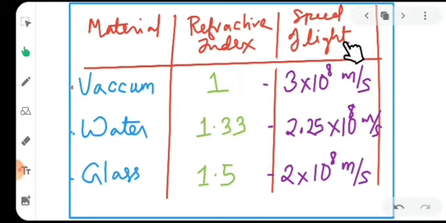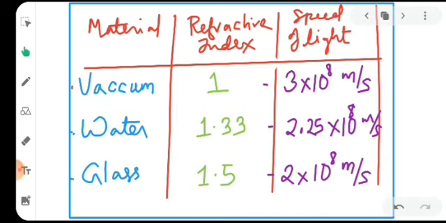And on the third column I have indicated the speed of light in each material. In vacuum it is 3 into 10 raised to 8 meter per second. In water it is 2.25 into 10 raised to 8 meter per second, and in glass it is just 2 into 10 raised to 8 meter per second. As you can see, as the refractive index increases, the speed of light in that particular medium starts getting lower and lower. So higher the refractive index means slower light moves through that medium.